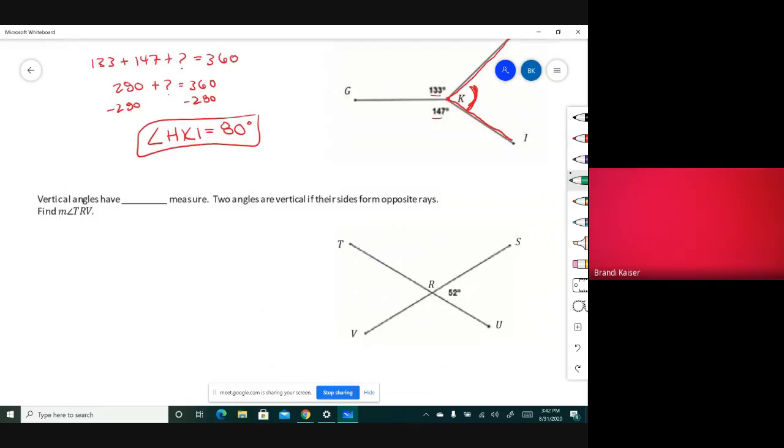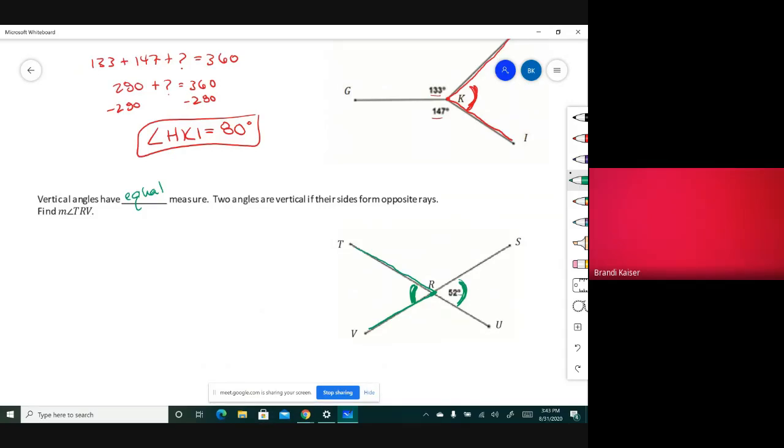Third example, vertical angles. We haven't talked about vertical angles yet, but the thing you need to know is they have equal measure. They actually measure the same. Two angles are vertical if their sides form opposite rays. It's demonstrated in this picture with the example. They want us to find angle TRV, this one here on the left, but vertical angles should always be across from each other. They share the same vertex point, but they're opposites. So if I look on the opposite side of this figure, SRU would be the angle that's opposite of TRV. These are what we call a vertical pair.